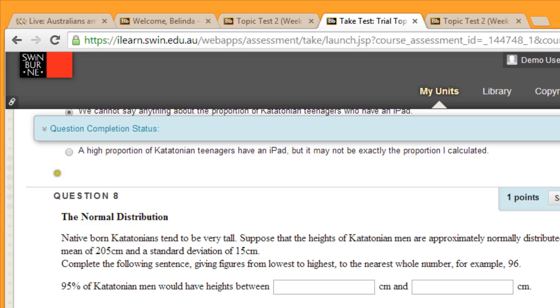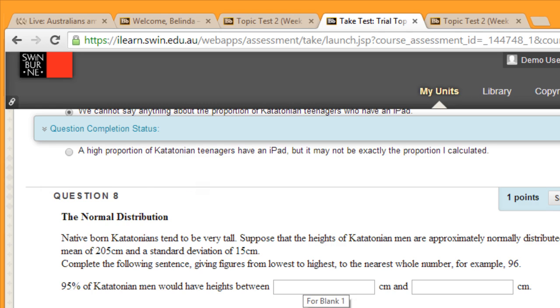Normal distribution. Native-born Catatonians tend to be very tall. Suppose that the heights of Catatonian men are approximately normally distributed, with a mean of 205 centimetres and a standard deviation of 15 centimetres. Complete the following sentence, giving figures from lowest to highest to the nearest whole number, for example 96. 95% of Catatonian men would have heights between what and what.